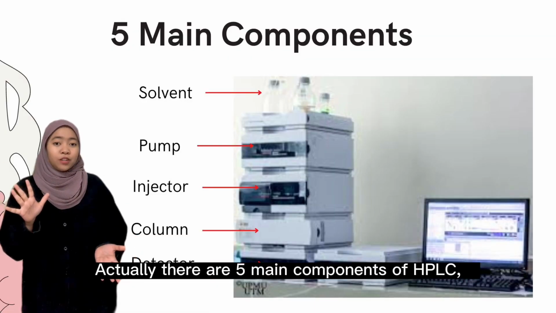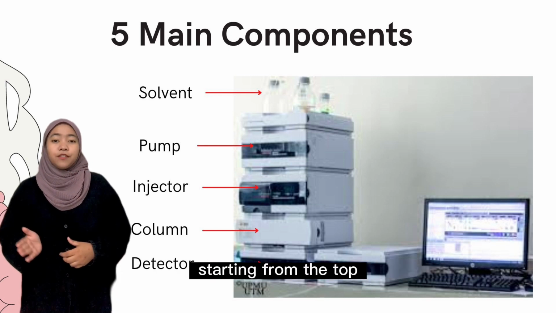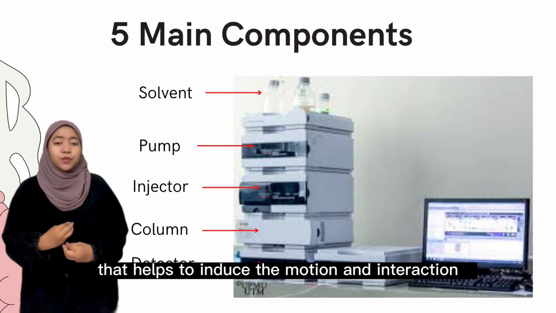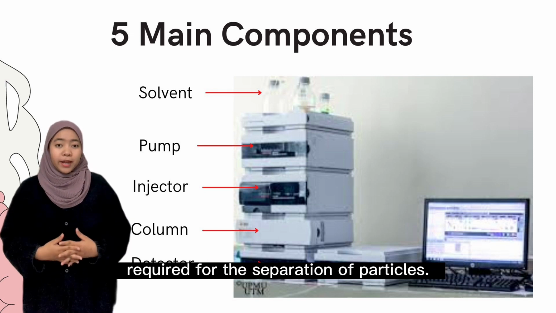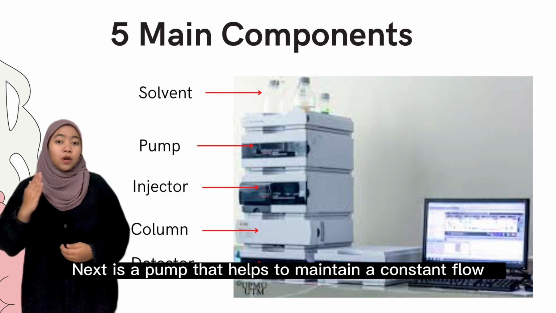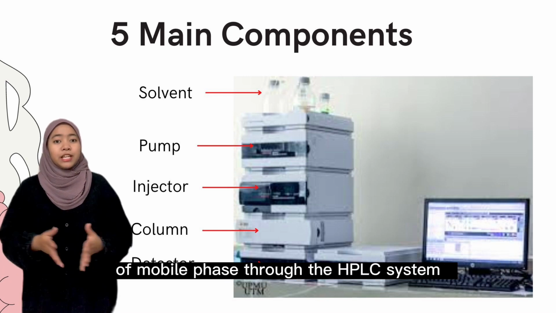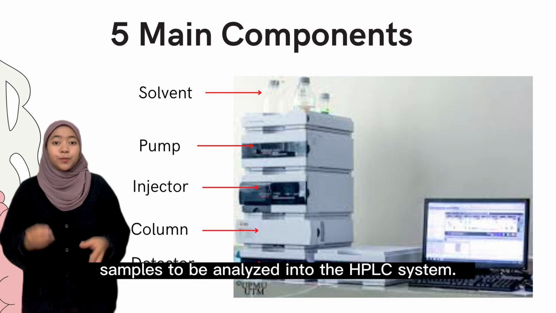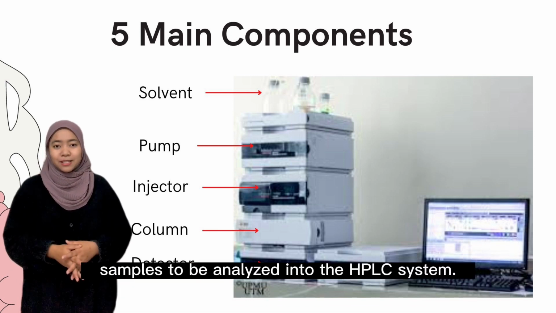Actually, there are 5 main components of HPLC, starting from the top, which are solvent, which acts as a mobile phase that helps to induce the motion and interaction required for the separation of particles. Next is a pump that helps to maintain a constant flow of mobile phase through the HPLC system. Other than that, the injector to inject the samples to be analyzed into the HPLC system.